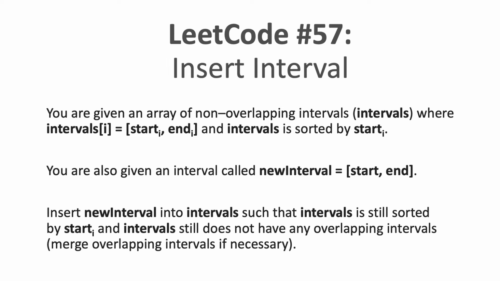You are given an array of non-overlapping intervals, where each interval consists of a starting and ending value, and the intervals are also sorted by their starting value. You are also given an interval called new interval that, again, represents the start and end of another interval. The task is to insert new interval into the intervals array, such that intervals is still sorted by each interval's starting value, and intervals still does not have any overlapping intervals. We will need to merge overlapping intervals if necessary.